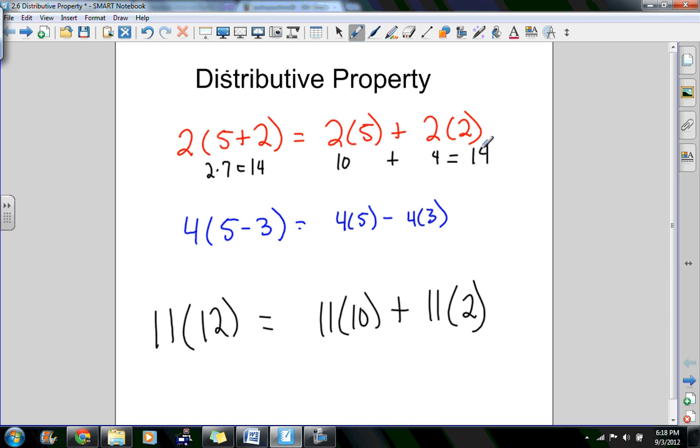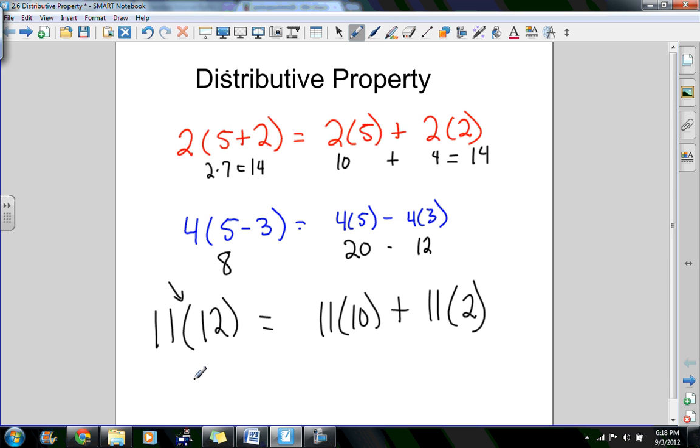It works for subtraction as well. This ends up being 8. This is 20. This is 12. So that actually works too. Okay. Now, if you have a problem like this, 11 times 12, I look at that right away and I go, I don't know how to do that. The distributive property gives you an avenue in order to solve that problem.